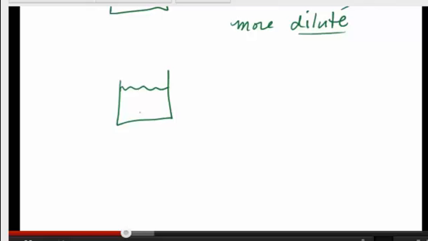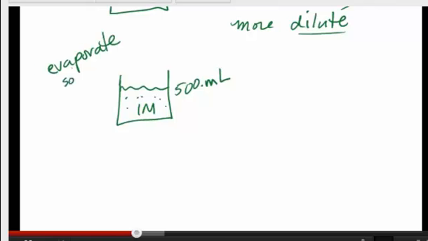In this situation, still going to have 1 molar, 500 milliliters, but this time, let's say I let the beaker sit out, and overnight there's going to be some water that evaporates. So let's say we evaporate some of our solvent, and so some of our water is going to leave. So if some of our water leaves, then some of the solute particles that were up there are now going to be down here. Okay?